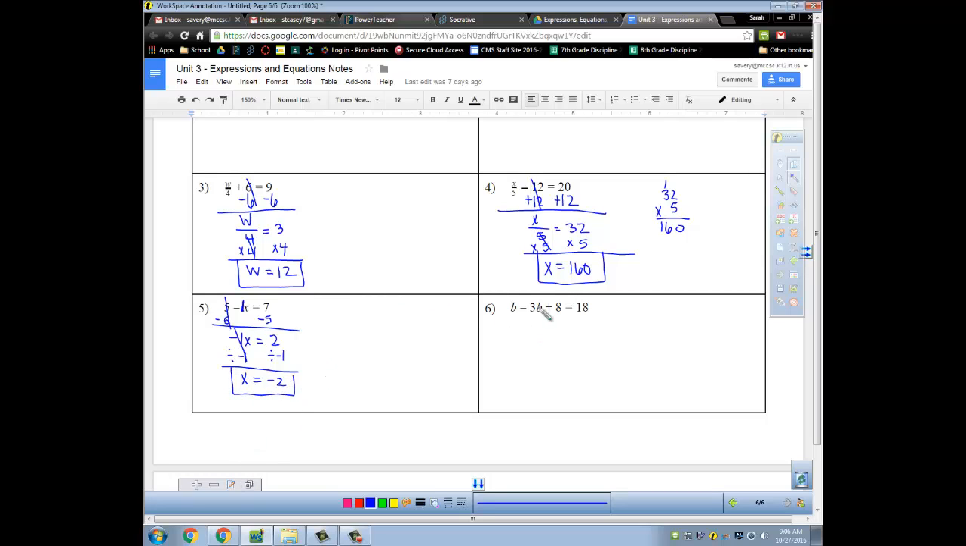Okay, last example. Here I have 3 terms, but I see these 2 terms I can combine because they're like terms. So remember, this is 1b. 1b minus 3b is negative 2b. So negative 2b plus 8 equals 18. Okay, so then instead of plus 8, I'm going to subtract 8 from both sides to get negative 2b equals 10. Divide both sides by negative 2 to get b equals negative 5.